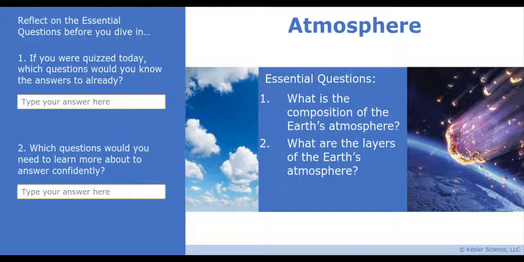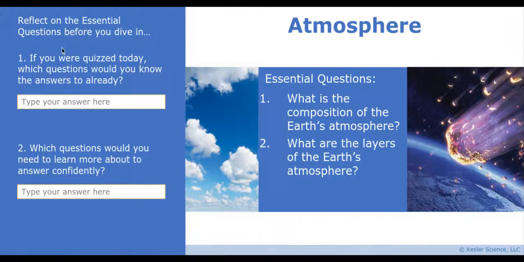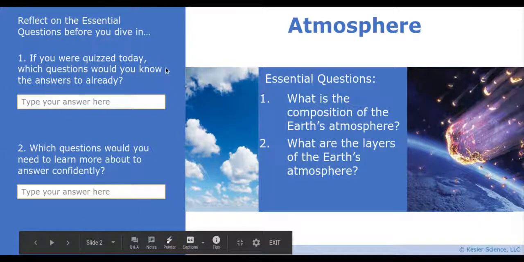First I want you to take a look at these essential questions. Our first essential question is, what is the composition of the Earth's atmosphere? And our second essential question is, what are the layers of the Earth's atmosphere? So first thing I want you to answer on your bell ringer sheet is number 1, if you were quizzed today, which questions would you already know the answer to? And then number 2 is, which questions would you need to learn more about to answer confidently? It's okay if you answer both questions for these spots or if you just answer one. Please pause the video now and go ahead and write your response.